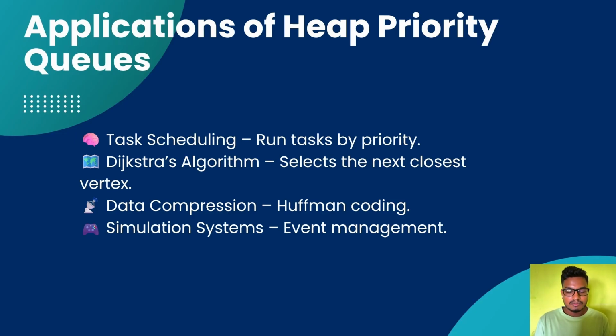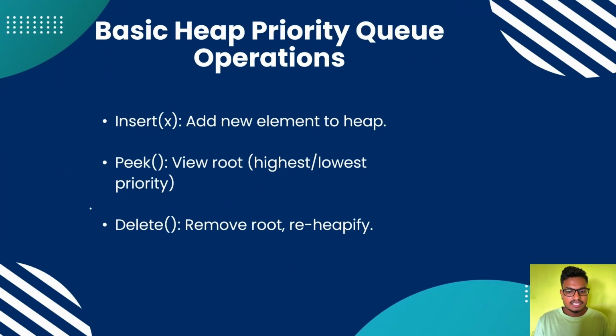Next, basic operations. Let's talk about the key operations of a heap priority queue. Insert. Add a new element. The heap rearranges itself to maintain order. Peek. View the root, which is always the highest or lowest priority item, without removing it. Delete. Remove the root element and reorganize the heap to restore the heap property. These three simple operations form the backbone of the entire priority queue functionality.